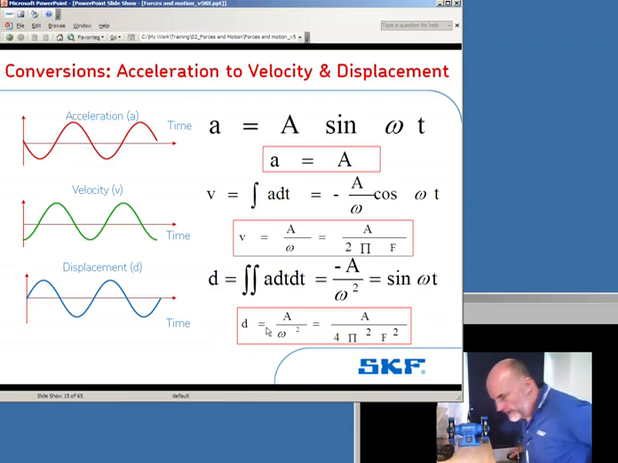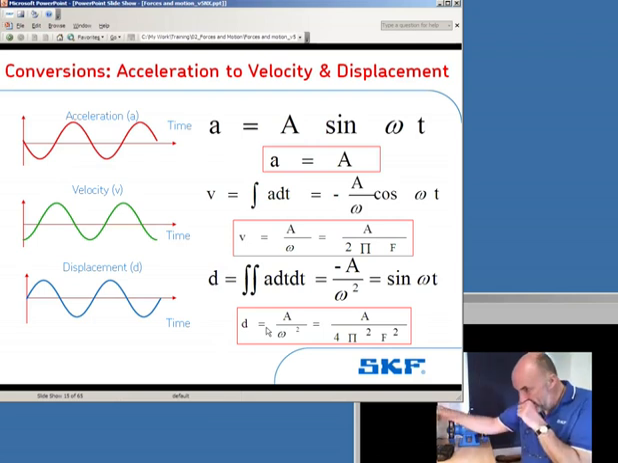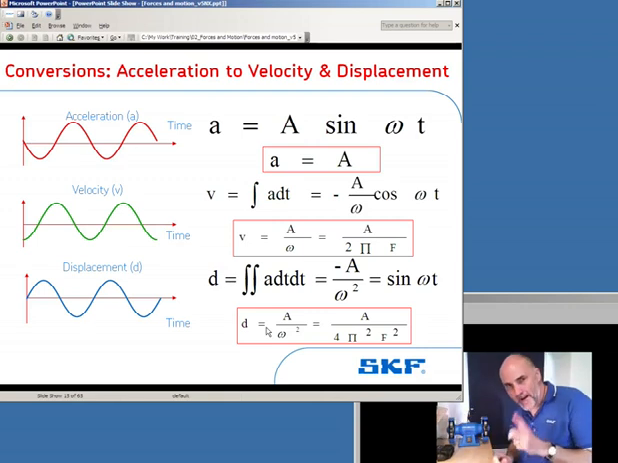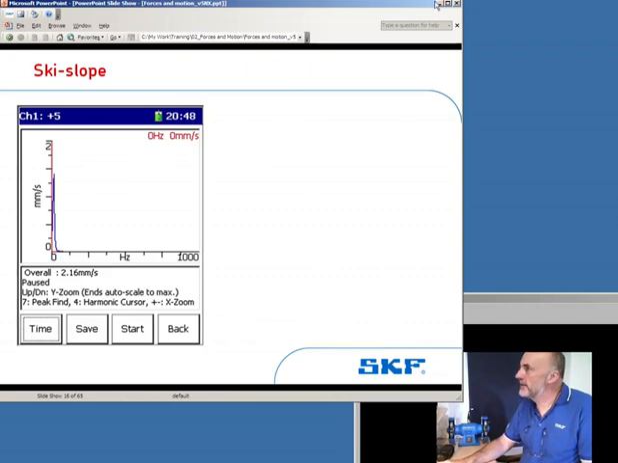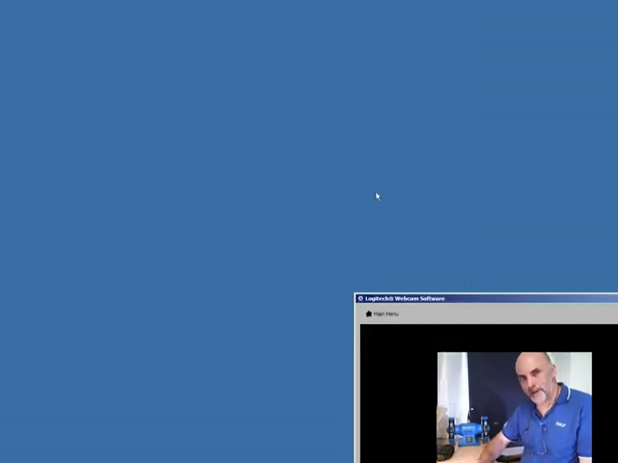So far, so good. However, even though this is a very basic introduction to vibration, one thing that you need to be wary of is the effect that doing this mathematics has on the signal. And I've got a simple demonstration for you. Hope it works this afternoon. It didn't work this morning, so we'll give it a try.